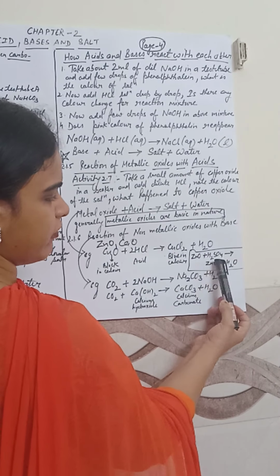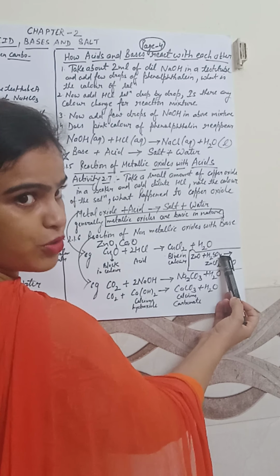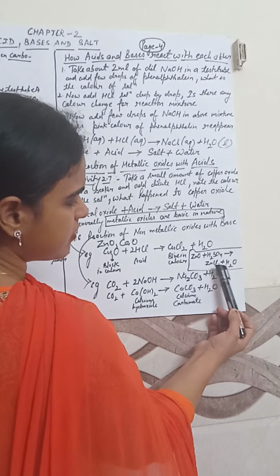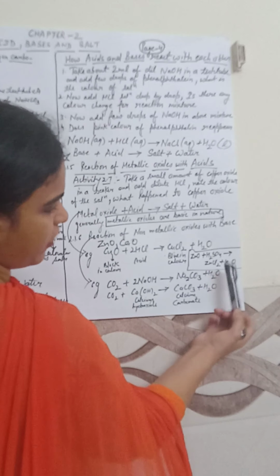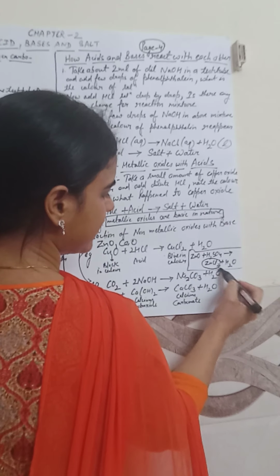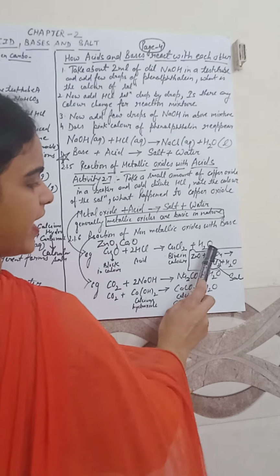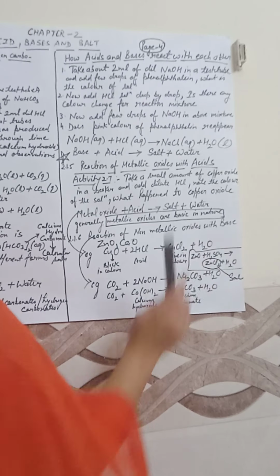Another example is also given here. Whenever zinc oxide reacts with H2SO4, that is sulfuric acid, it forms ZnCl2, that is zinc chloride, plus H2O. Here zinc chloride is a salt. So whenever metal oxides react with acids, they always form salt with the evolution of water.